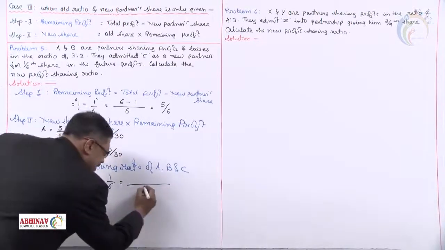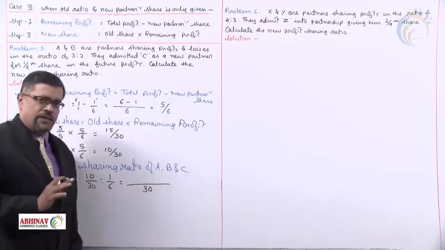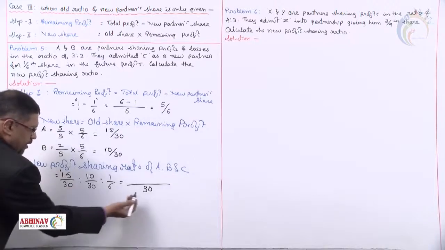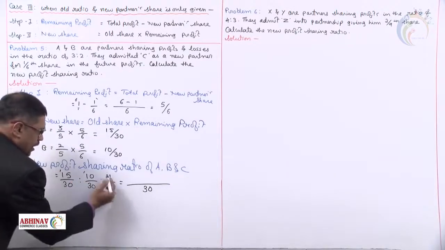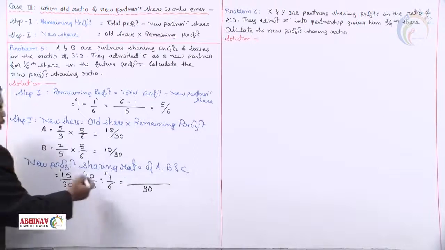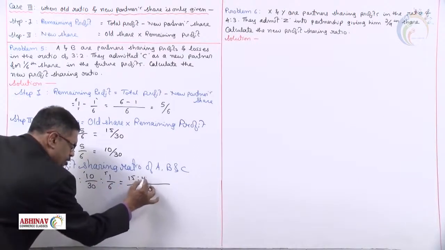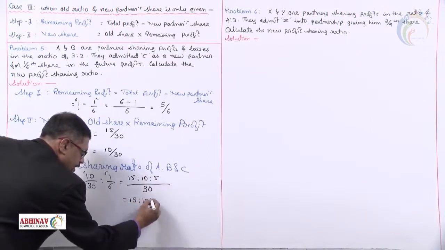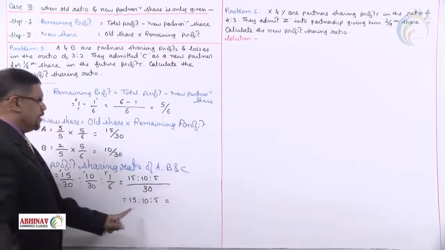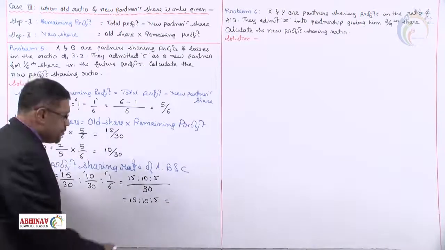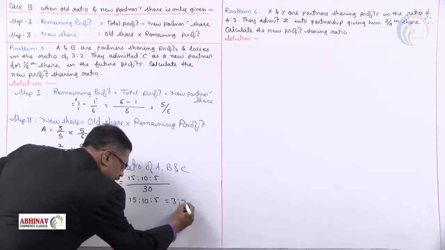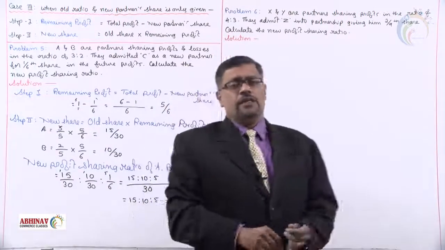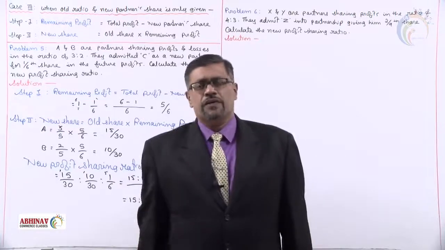30, 30 and 6. In the earlier sessions, we have learned how to find the LCM. Similarly, 30 upon 30, 30 upon 30, 30 upon 6 is 5. So what you get is 15 is to 10 is to 5. The ratio 15 is to 10 is to 5 is divisible by 5. So the final ratio is 3 is to 2 is to 1. That is the new profit sharing ratio.